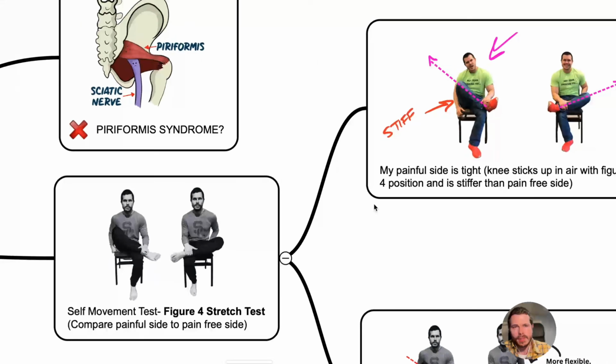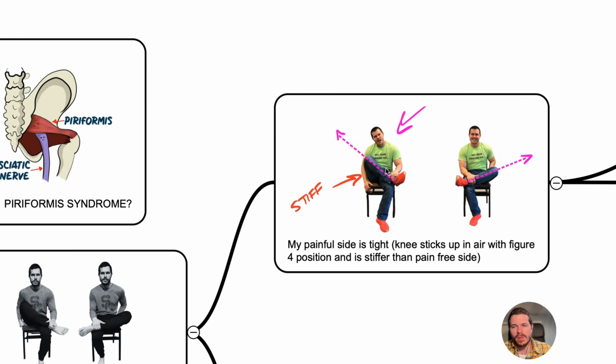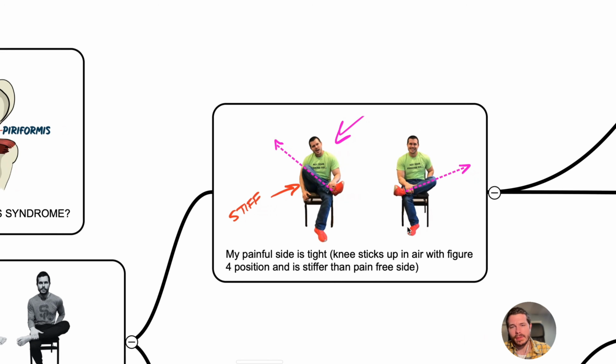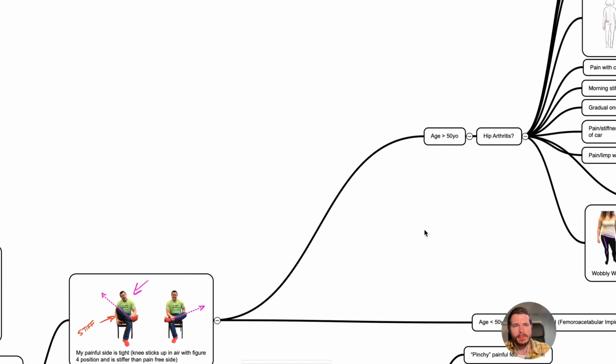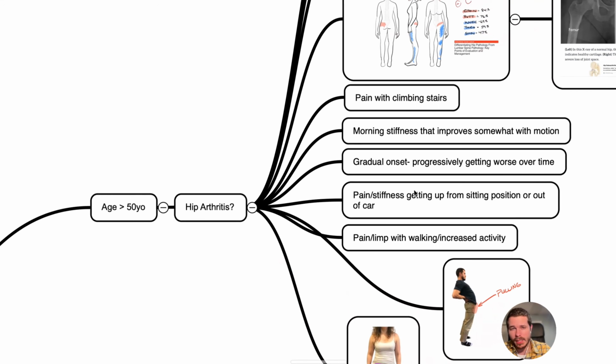There's two possibilities. It's either stiff or it's not stiff. So let's just say your right side is painful and you notice that leg is sticking up in the air. My painful side is tight, and when I do that figure 4, it hurts and it's more restricted. What could be going on? Well, if you're greater than 50 years old, the most likely source of your pain is an osteoarthritic hip.